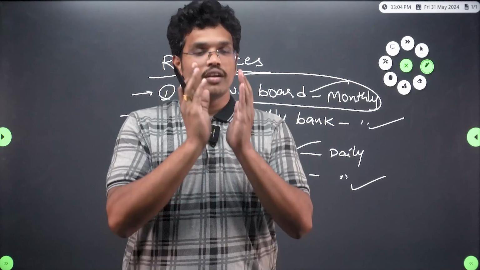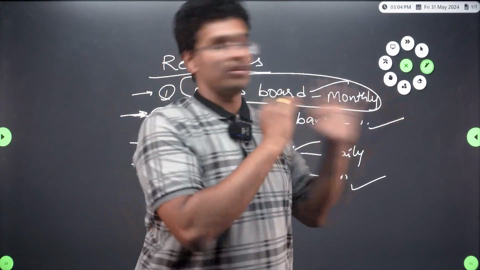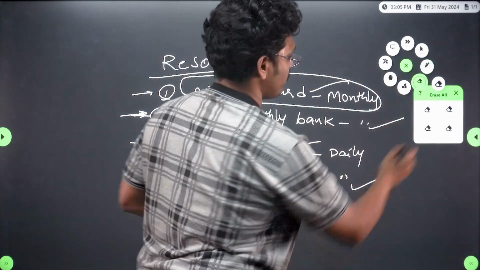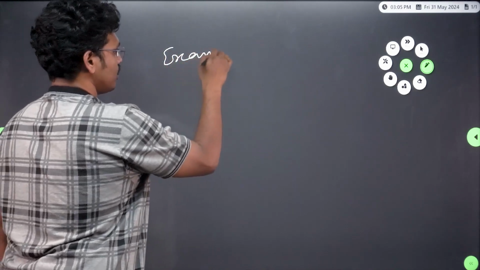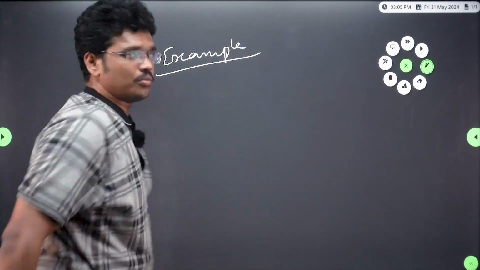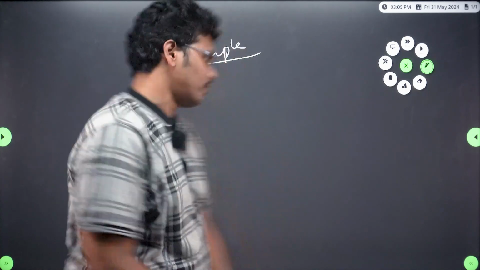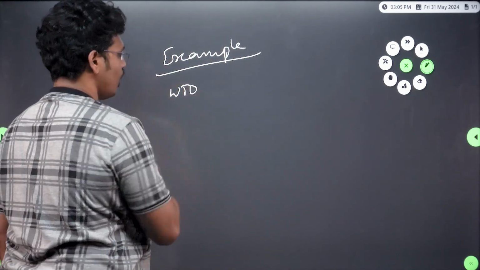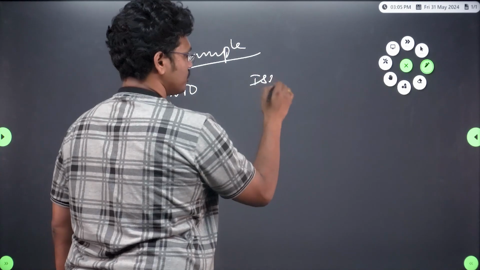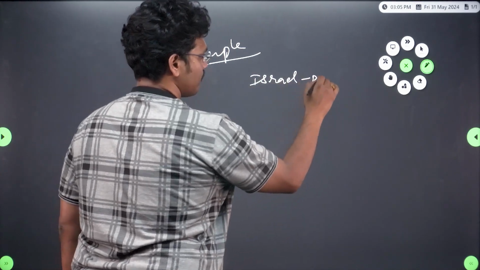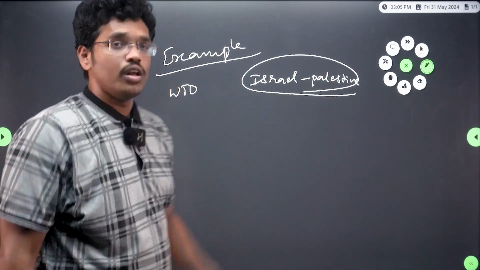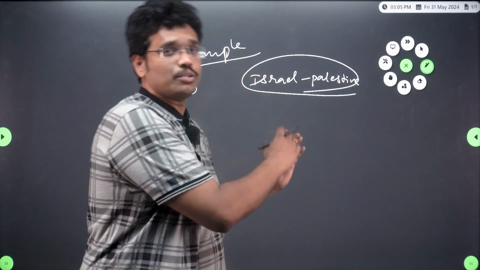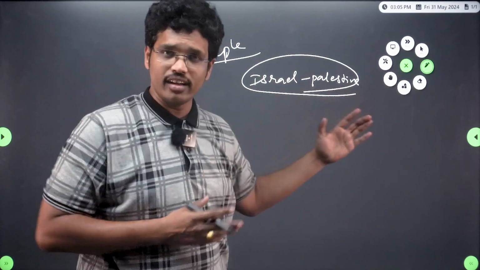Next, is reading the news board alone sufficient? You need to prepare extra beyond the news board. What are the extra points? Suppose, for example, there was an issue regarding the WTO, or the Israel-Palestine issue, which is in the news. Now this issue was explained in the news board in detail.